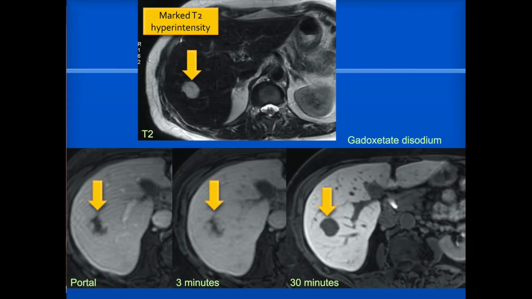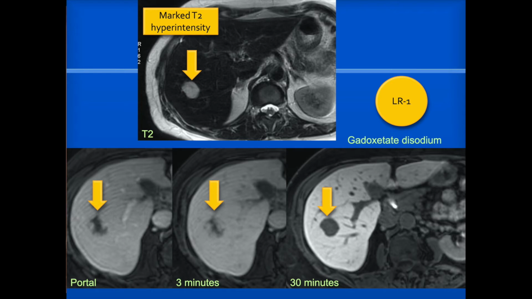Here you see a liver mass that's markedly T2 hyperintense. And then after contrast administration, we see this peripheral nodular enhancement that gradually progresses centripetally. And then, of course, because this is gadoxetate disodium or Eovist, at 30 minutes there's no retention of contrast in this mass. This is diagnostic of a benign cavernous hemangioma. We would categorize this as a LI-RADS 1.